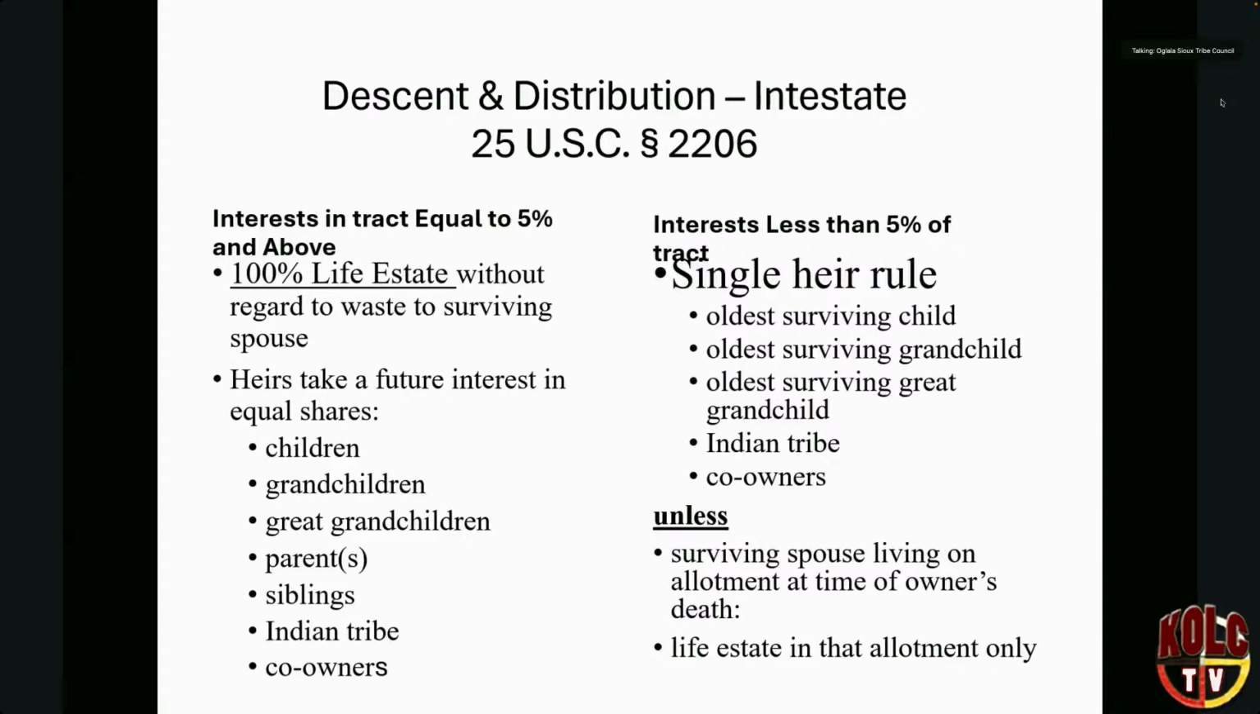We'll get going on where we left off. So again, what we're talking about right now are the rules that apply when there is no will. So if there is no will, this is how property is going to be divided.